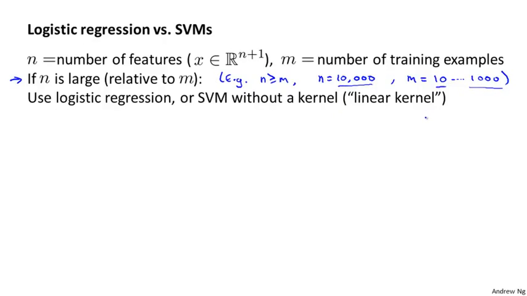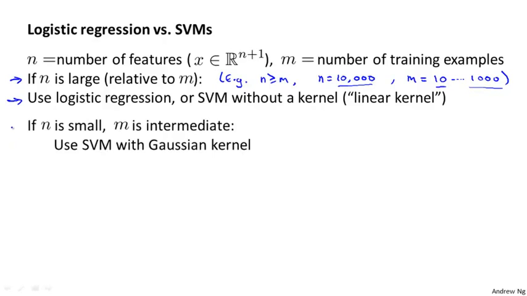So if n is large relative to m, then what I would usually do is use logistic regression or use an SVM without a kernel, or use it with a linear kernel. Because if you have so many features but a smaller training set, a linear function will probably do fine, and you don't have really enough data to fit a very complicated nonlinear function.